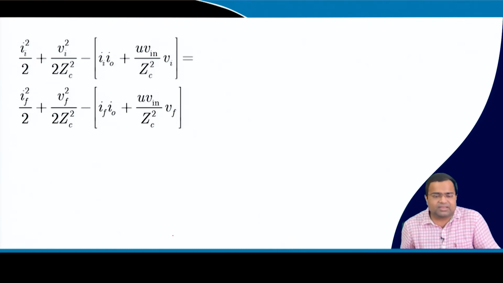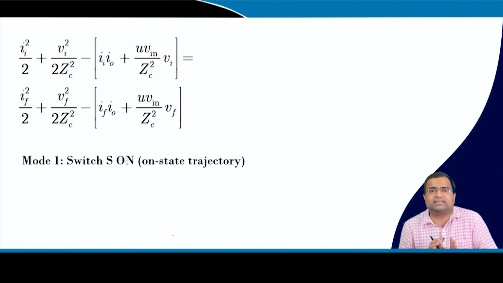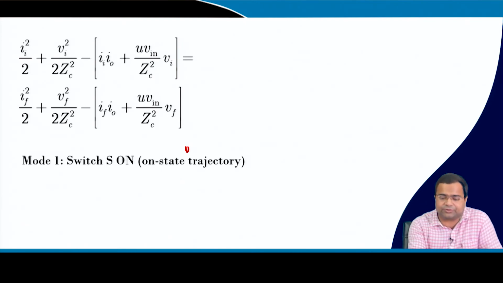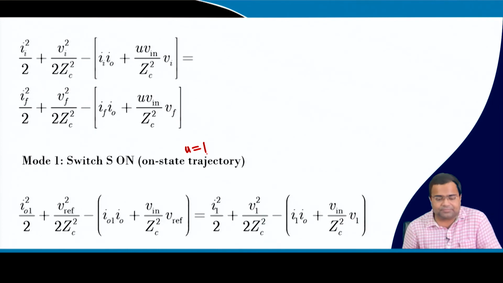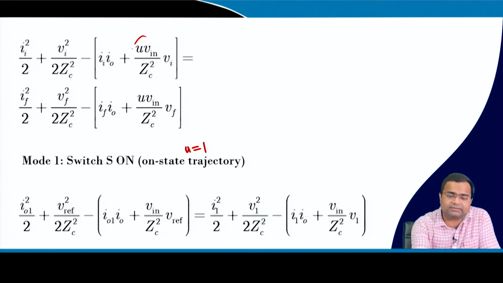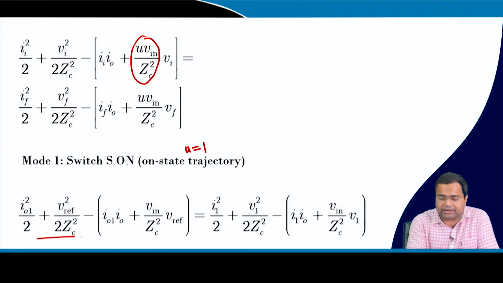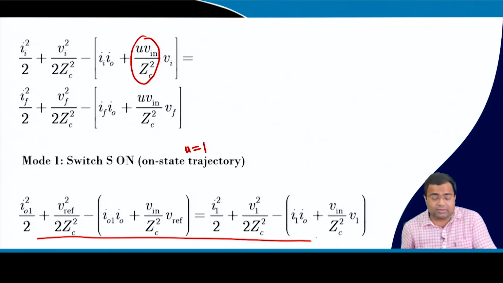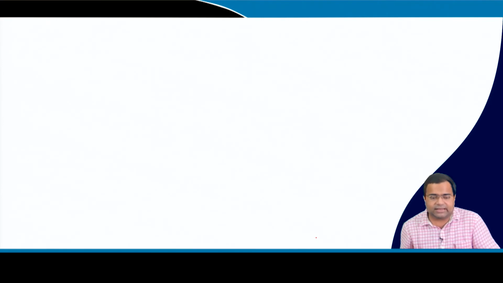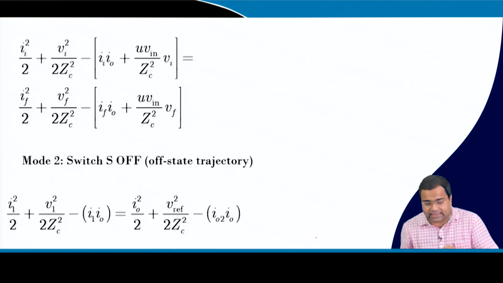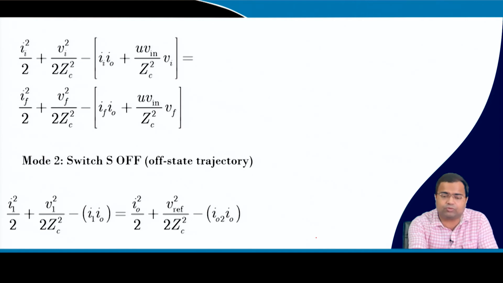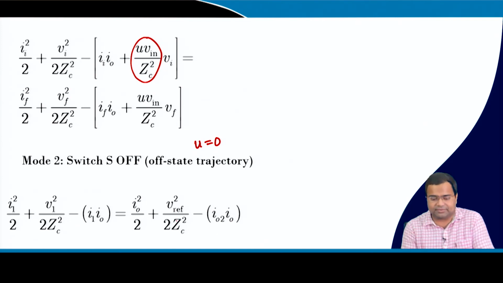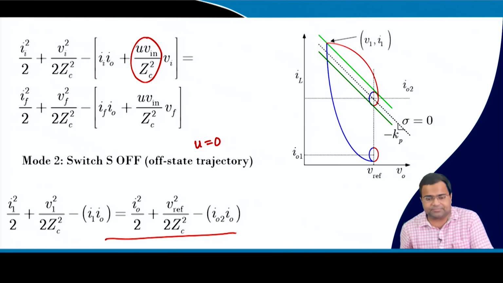Okay. Now, for the on state trajectory, we have to substitute u equal to 1, right, and if you do that, this u equal to 1 term, you can rewrite this equation, right. This equation we have already derived from the integration. Next, if we rewrite the equation for off state, we need to put simply u equal to 0. So, that means this term will vanish and the input voltage is not there. So, you will get the off state trajectory.